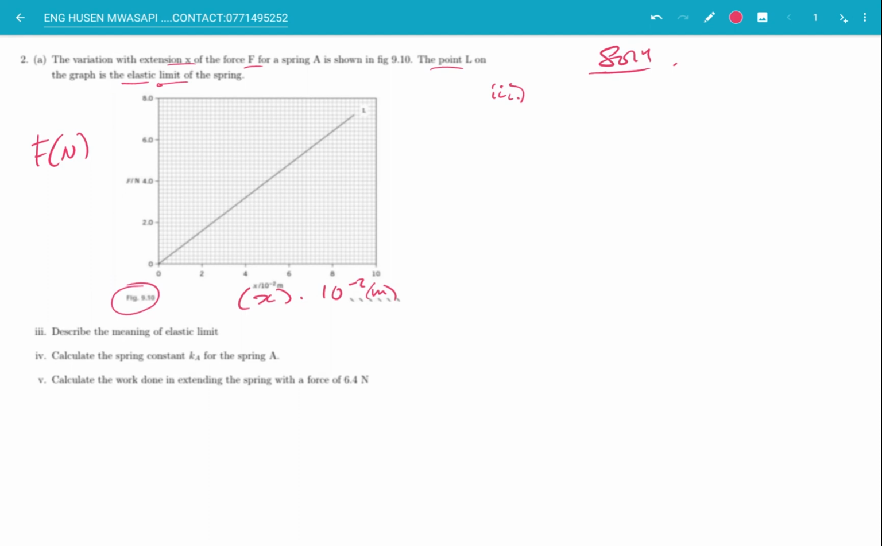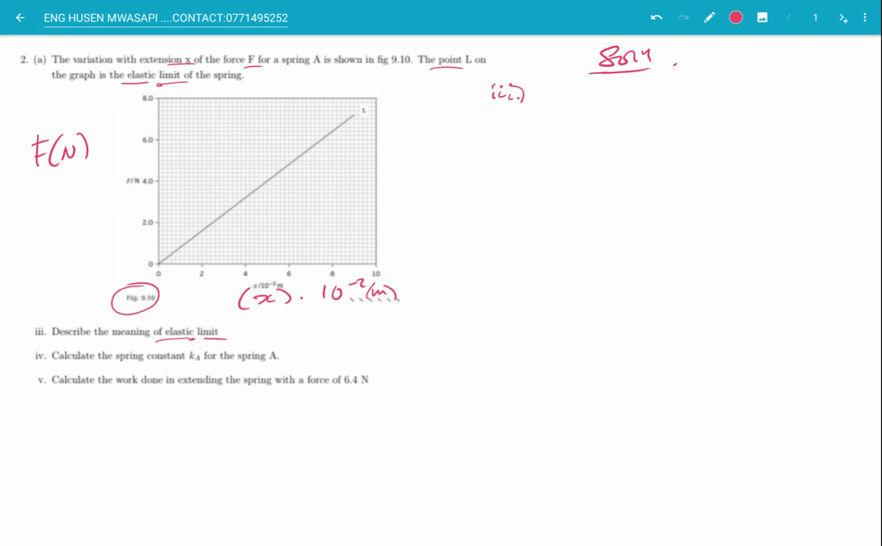So the first question is saying describe the meaning of the term elastic limit. So the elastic limit is simply a point at which a material no longer experiences what we call elastic change. Elastic change, remember, is simply the ability of a material to go back to its original shape and size when the loaded force that was attached to it is removed.